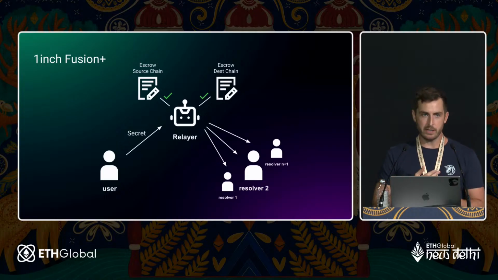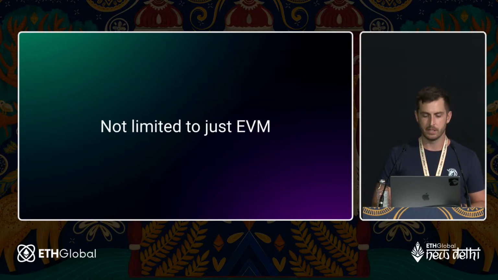There's an exclusivity period where resolver 2 has a brief amount of time to actually facilitate this and use the secret to unlock both escrows. If they fail to do this, the secret then becomes public to all the other resolvers. And this allows any other resolver to step in and actually complete the order on behalf of the failed resolver. So it's a sort of fallback mechanism.